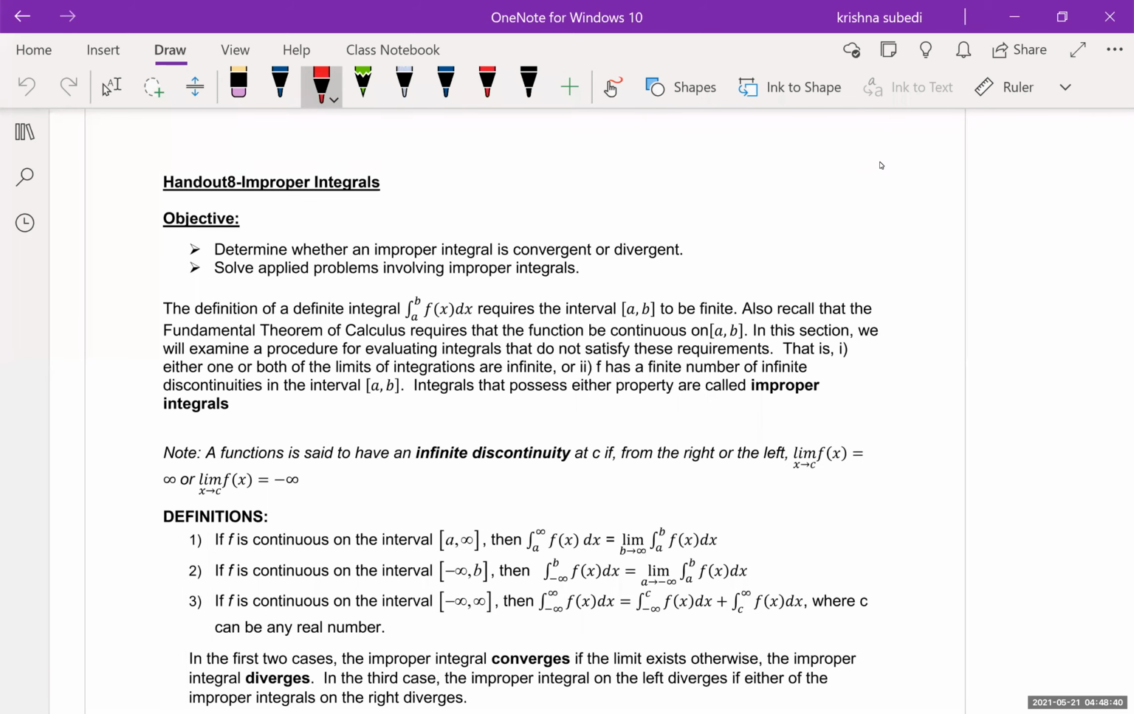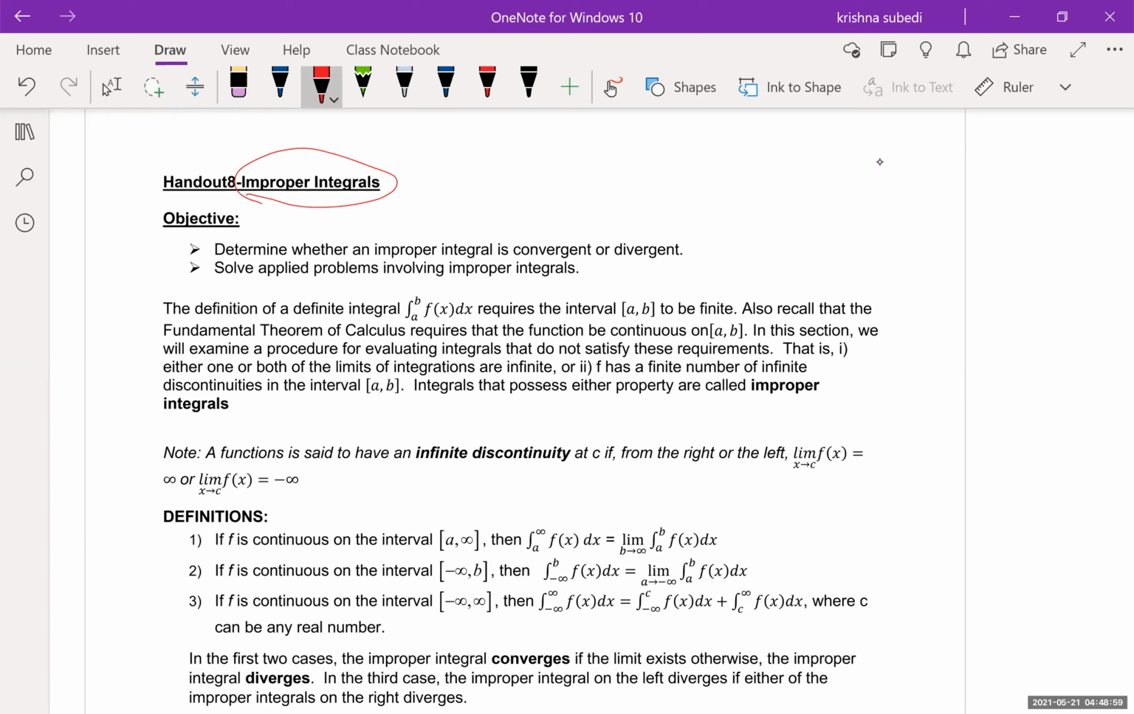So in this lesson, we will focus our attention on improper integrals, especially when the upper limit or lower limit, or both limits, are infinite.